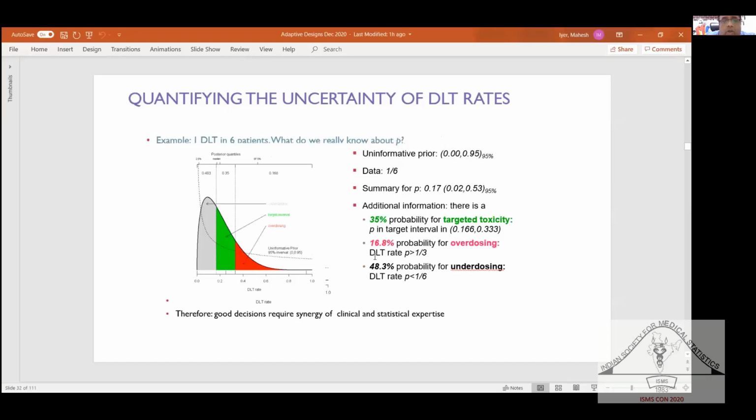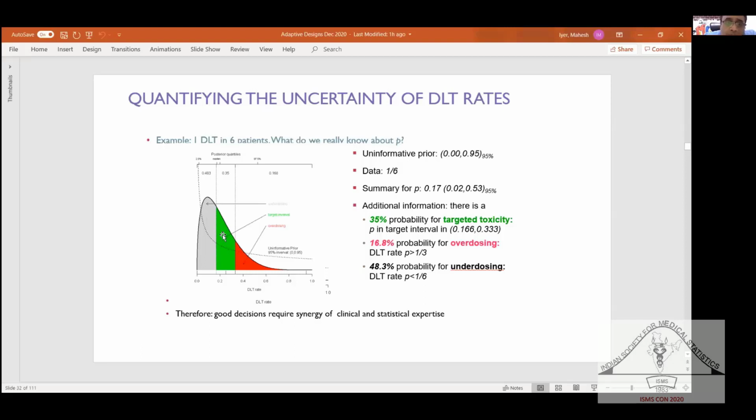Once I get this, I start to get a lot more information. The gray area is called underdosing. What is underdosing? It means the toxicity is less than the target, less than 1 in 6, 0.167. So for this particular dose level, the probability of being in the underdosing area is 48.3%.